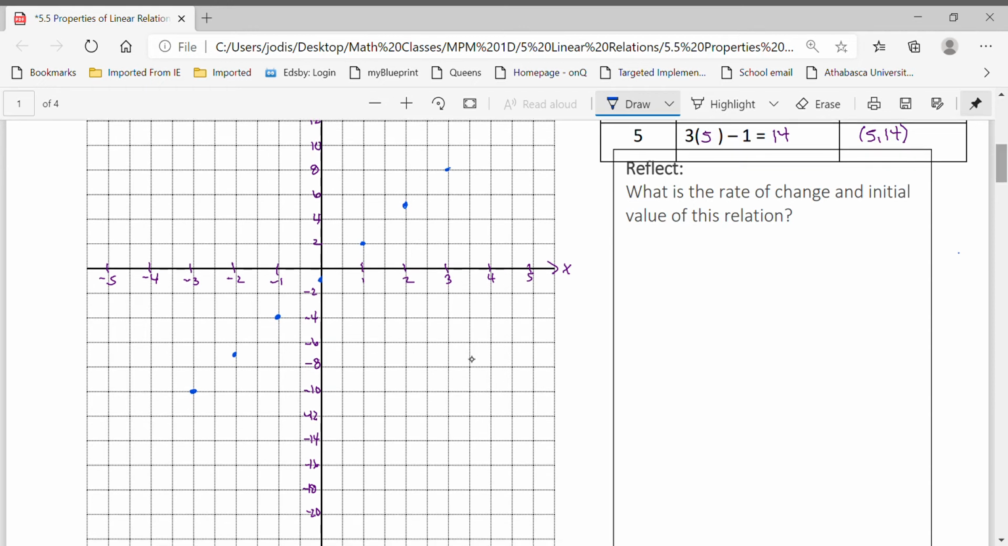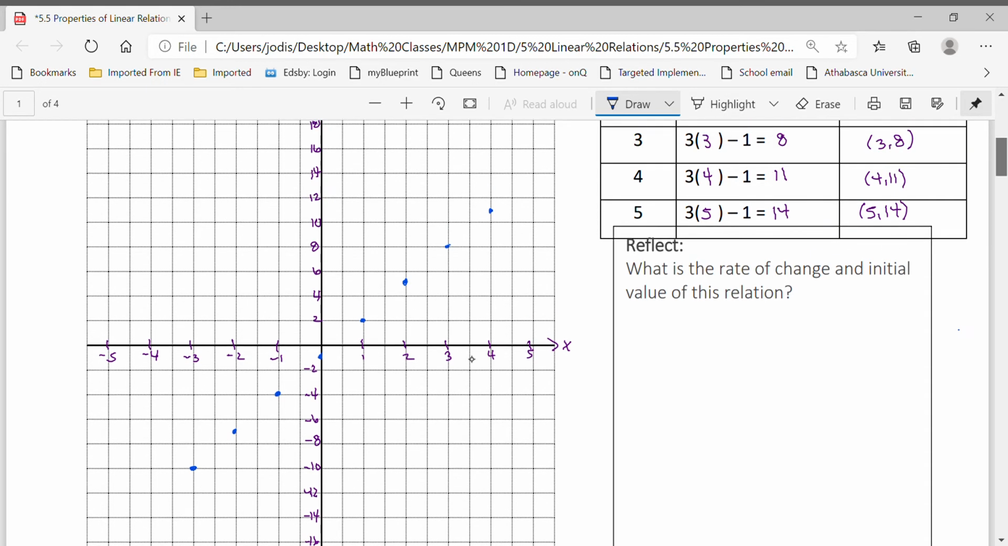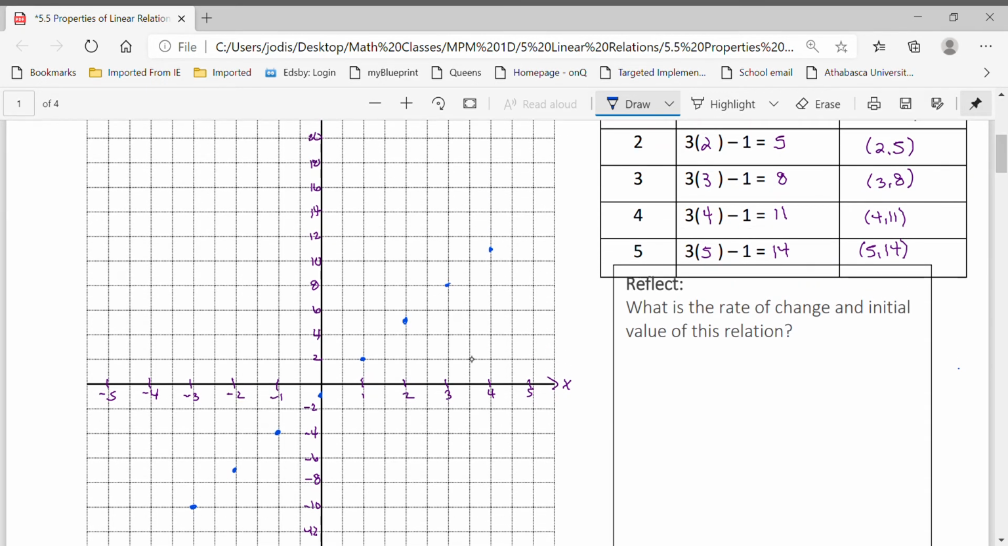Move this up a little bit. And what do we got? 4, 11, and 5, 14. Okay, then we need to draw a nice line through this. Make sure to extend your line past your data.